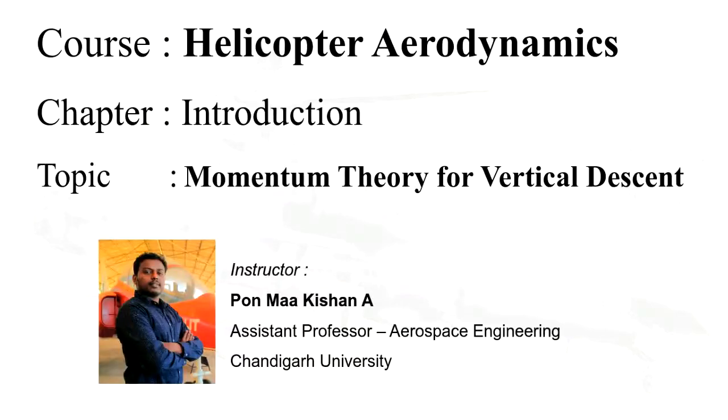In the last class, we have seen momentum theory for vertical climb. Before that, we had seen it for hovering condition. Today we are going to see momentum theory for vertical descent. That is considered during landing. So how should the vertical descent be done, and how much thrust as well as power is required for vertical descent? Especially thrust: how much thrust is required during vertical descent?